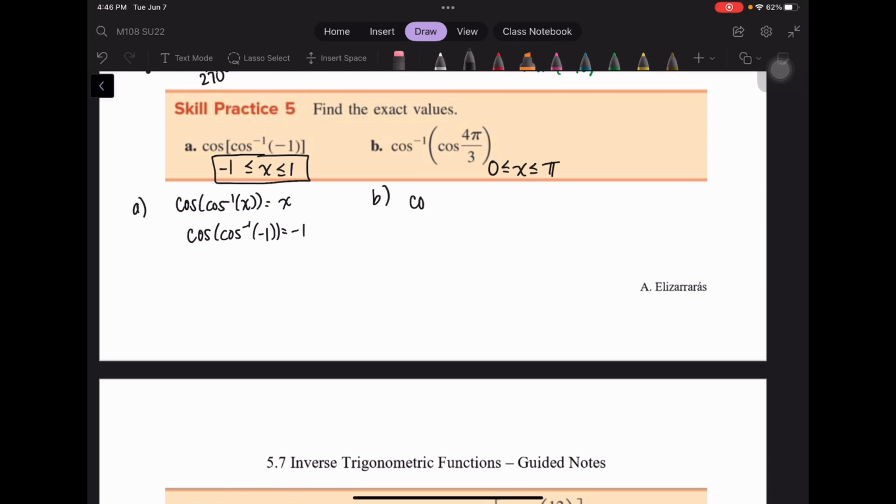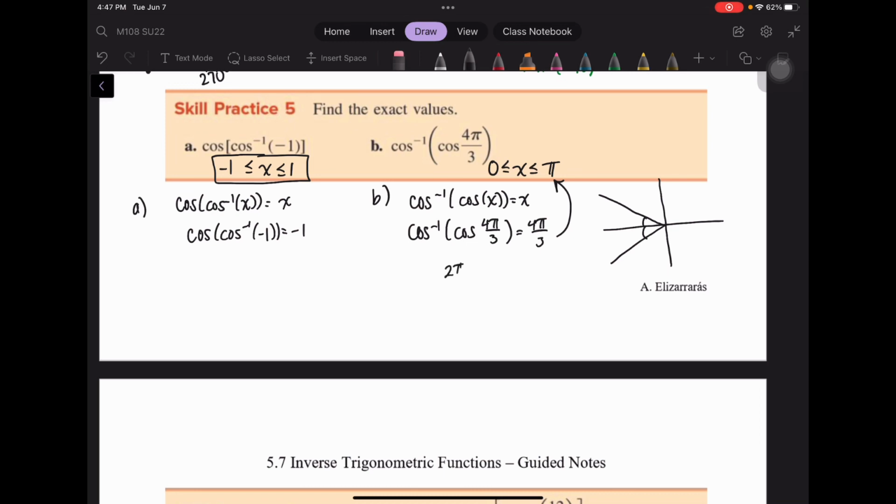For B, the inverse cosine of the cosine of x is equal to x from 0 to pi. Looking at this, then our 4pi/3 doesn't work in our 0 to pi. So what is the value that's going to work for us that's in between 0 and pi? Where is 4pi/3? 4pi/3 is right here. This means that cosine is negative, so the angle that's going to work is in the 2nd quadrant where cosine is also negative, or 2pi/3. So that is 2pi/3 here.